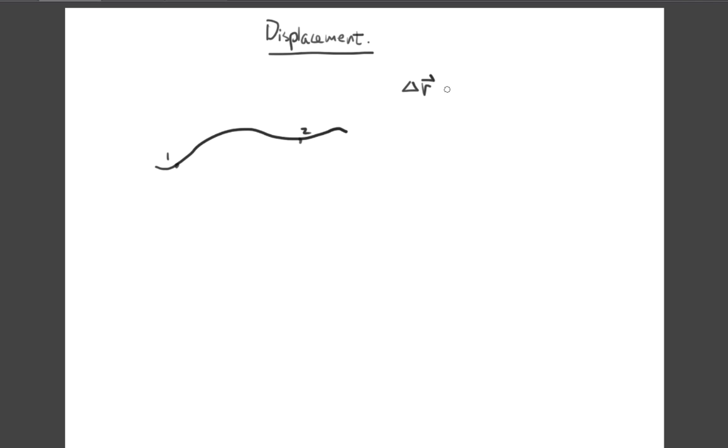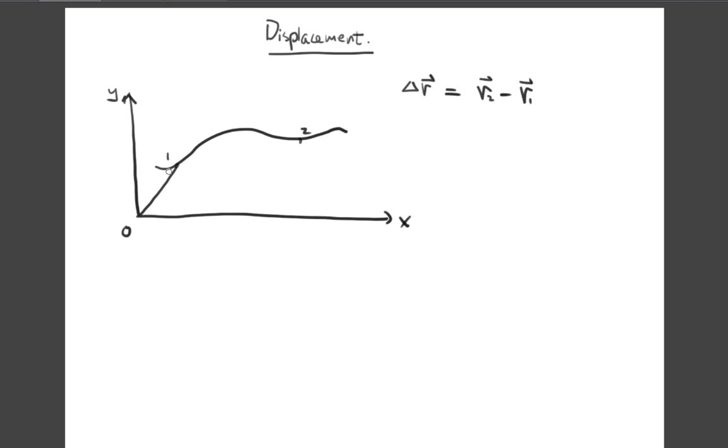And it's defined as the final position r2 vector minus the initial position vector r1. Suppose we have a coordinate system that looks like this. It's x and y, that's the origin. So r1 will be this vector, and r2 will be this vector.